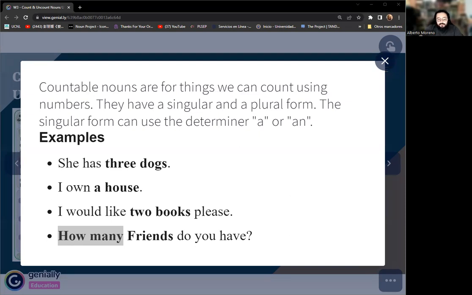Okay. So, how many is the question we use in English in order to ask for the quantity, but only with countable nouns. In Spanish, we have only 1 question, but in English, we have 2 different. And the use depends if it's a countable or an uncountable noun.